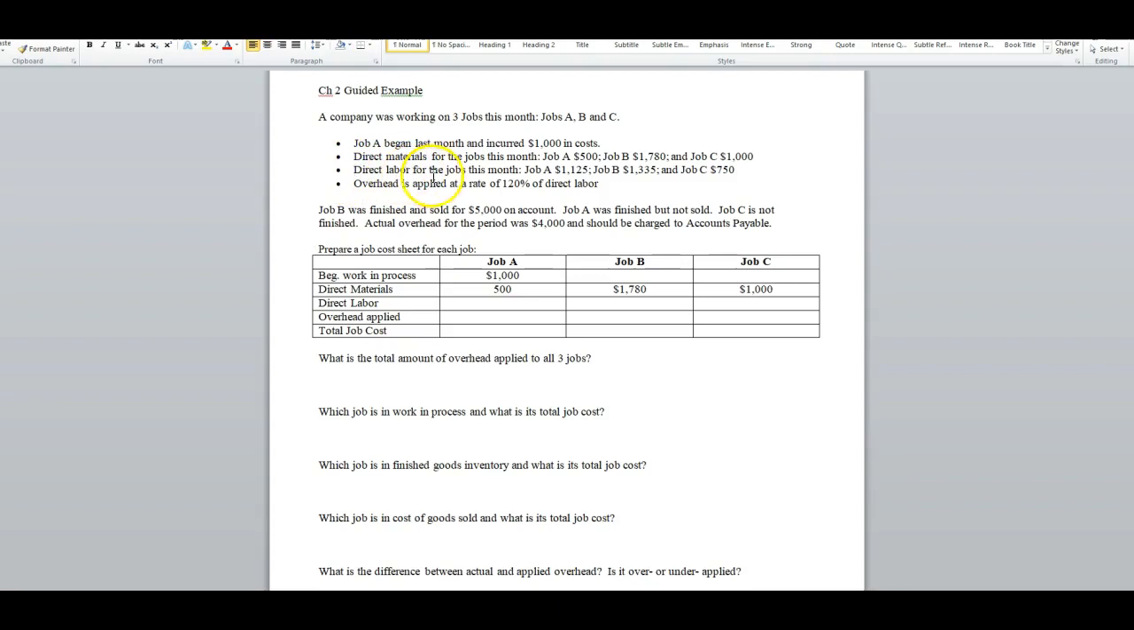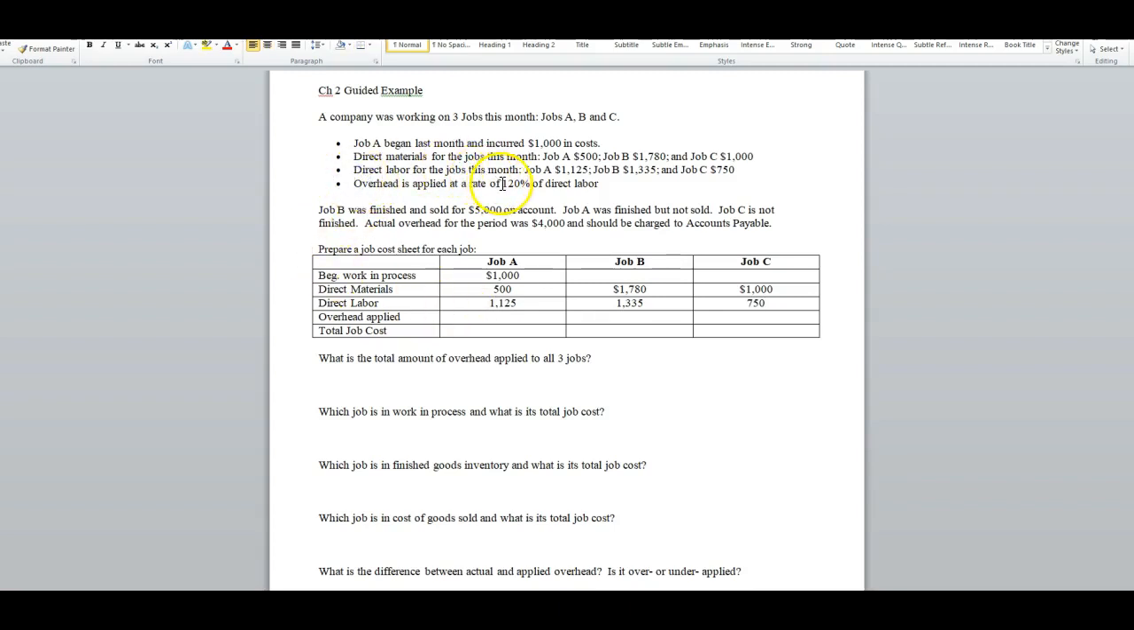Now we have the direct labor for the jobs. All 3 jobs will get direct labor. Job A will get $1,125, job B will get $1,335, and job C will get $750.